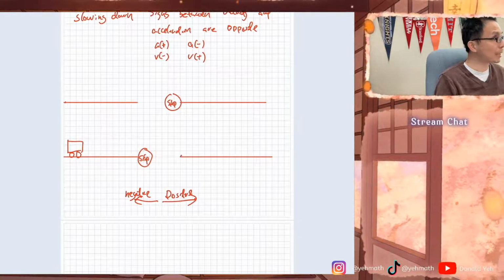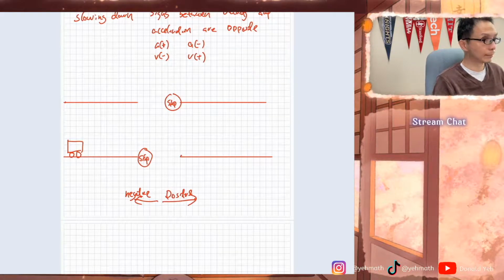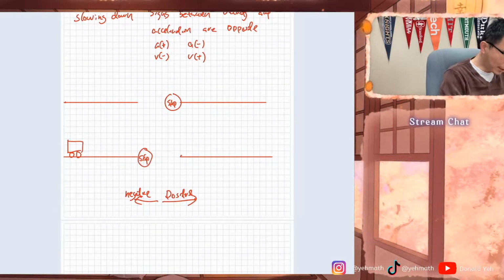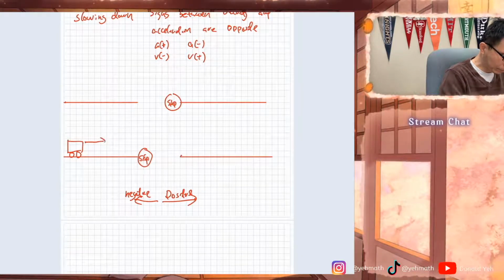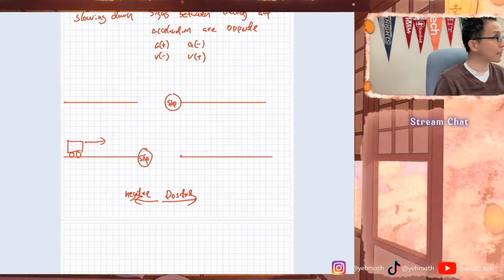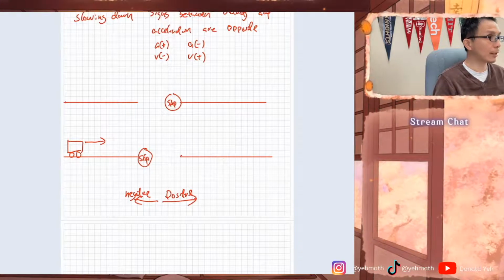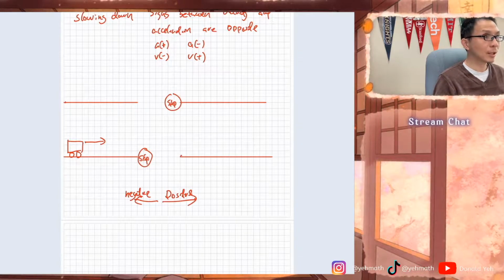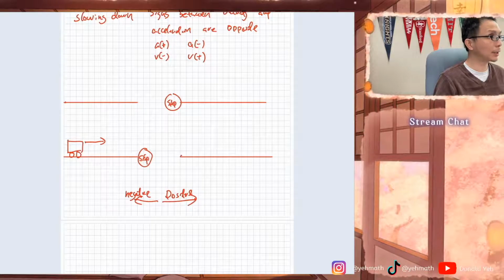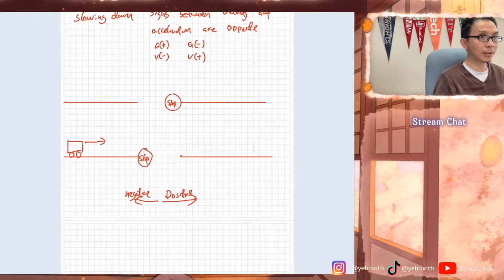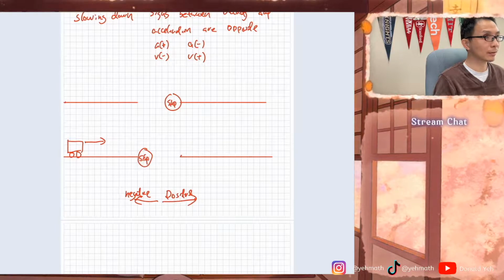So imagine me driving the car. What happens if I see a stop sign? You're going to start slowing down, decelerating. You press the brake. Okay, now let me ask you, is my velocity positive or negative for this car?